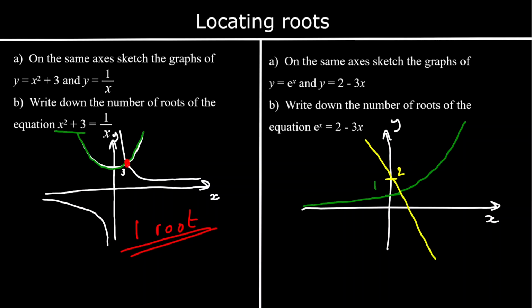I should probably write down where my second graph crosses x. So it crosses x when y equals 0. So it'll be 2 minus 3x equals 0. So x is going to have to be 2/3. So write down the number of roots. How many intersections? There's one intersection, therefore one root.